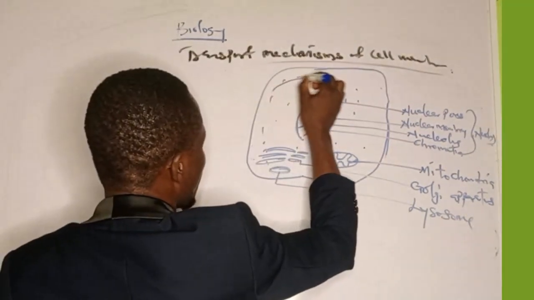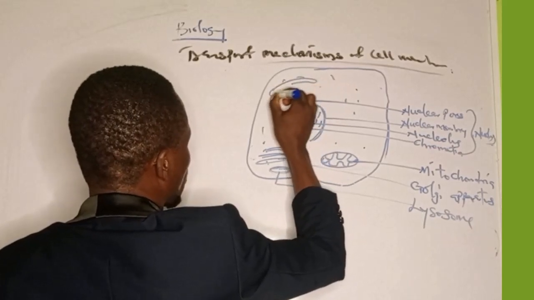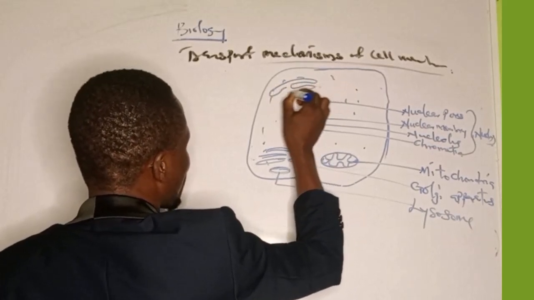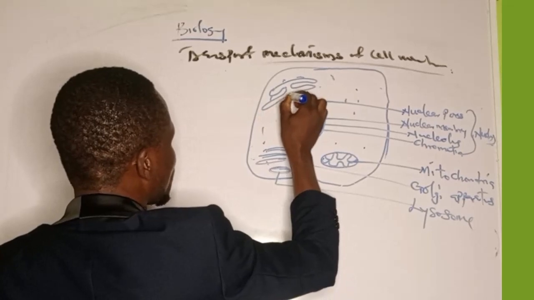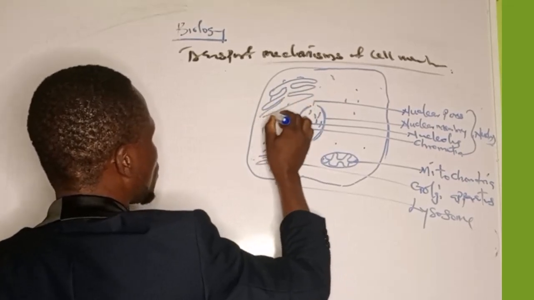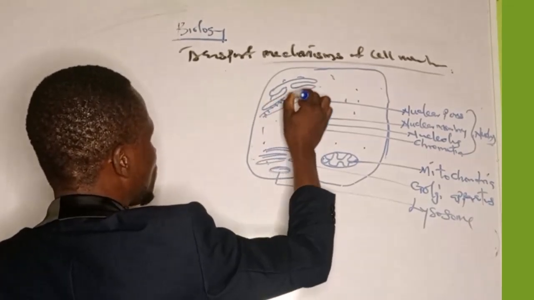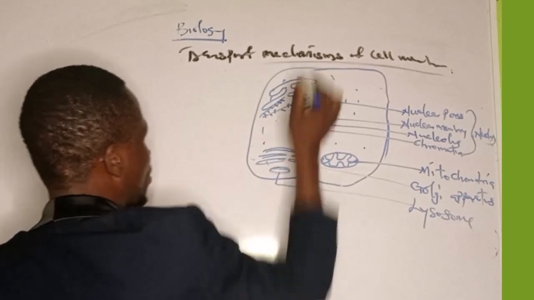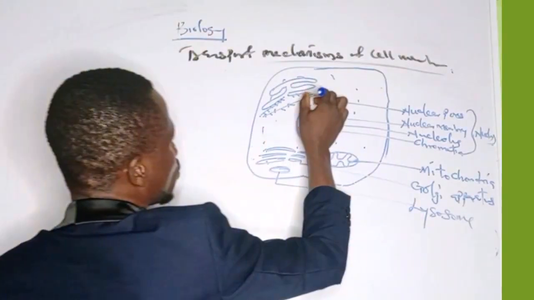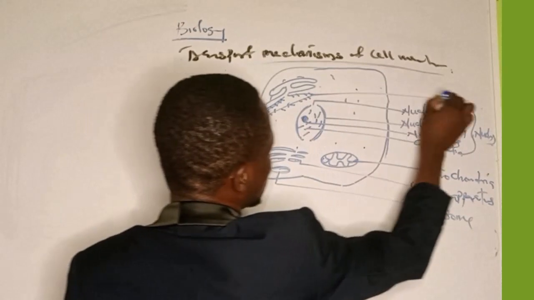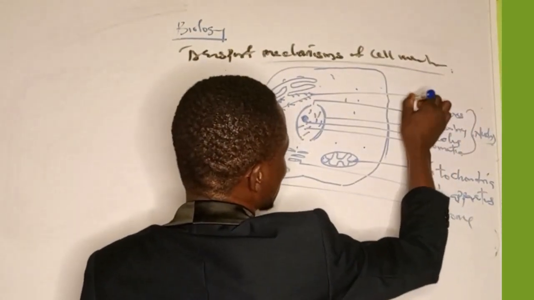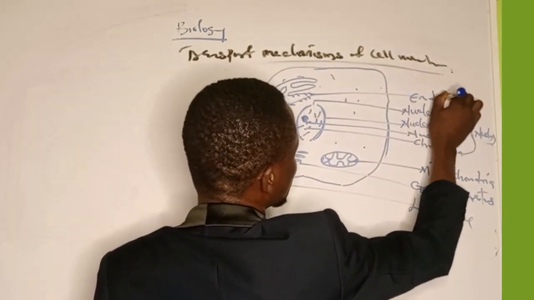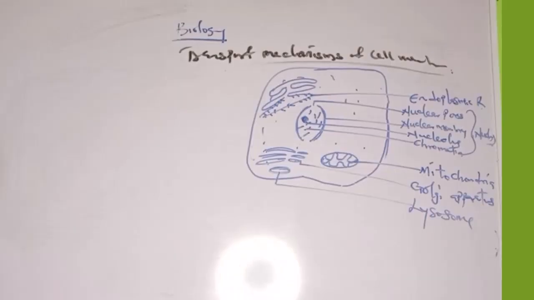Let's draw it here. Remember the structure I gave you earlier? Something of this nature. Call this place the rough and the other side is the smooth. So this is the endoplasmic reticulum.